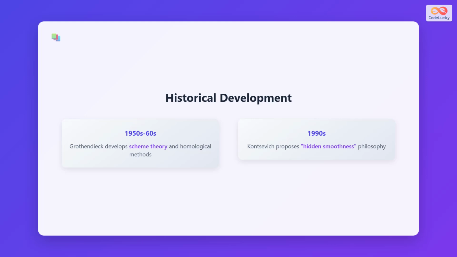In the 1950s and 60s, Grothendieck developed scheme theory and homological methods. Later, in the 1990s, Kontsevich proposed the hidden smoothness philosophy.